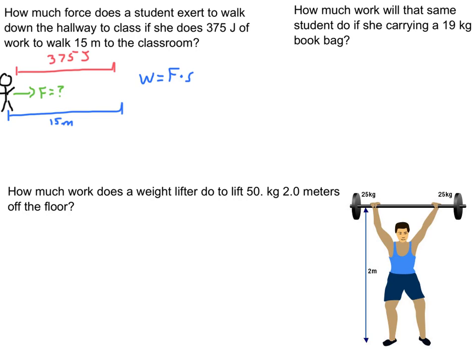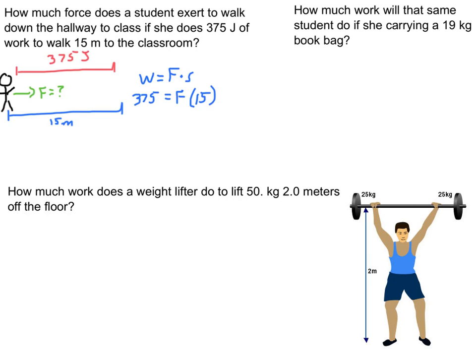So work is 375 joules. Joules is the base unit for work. I didn't mention that enough back in the first slide. Joules is the base unit for work, which oddly enough is also the base unit for energy. More to come on that later. Capital J, 375 joules. And I'm solving for force, and I know my displacement. The girl walks 15 meters.